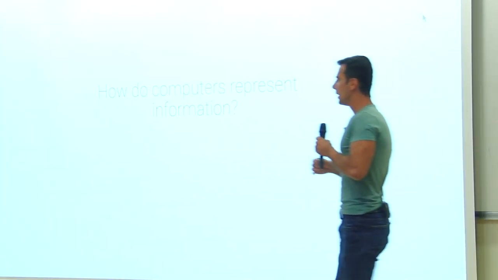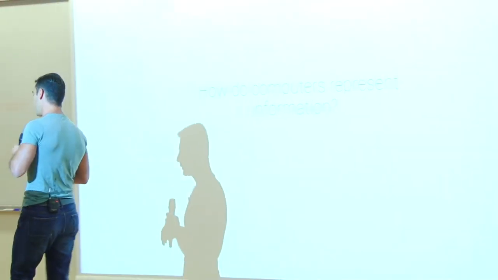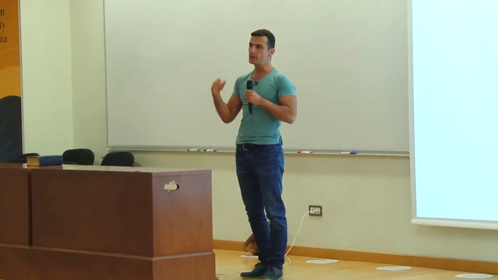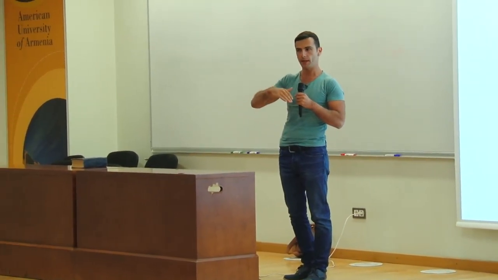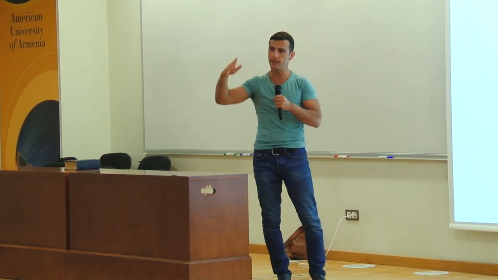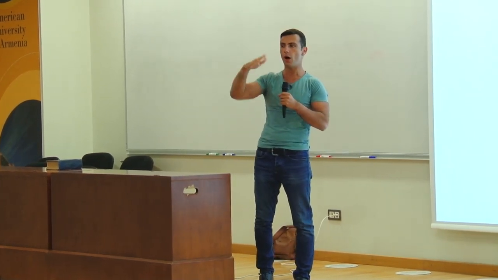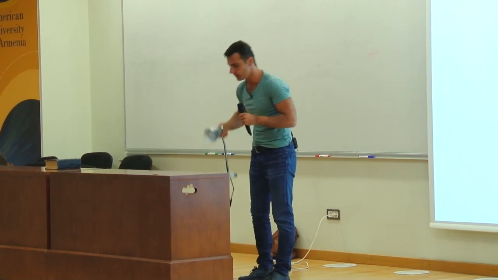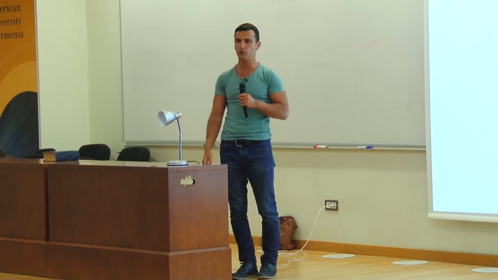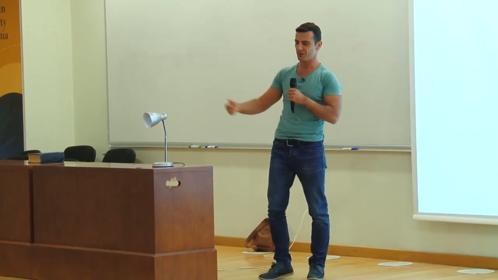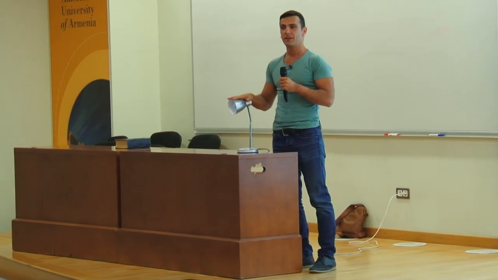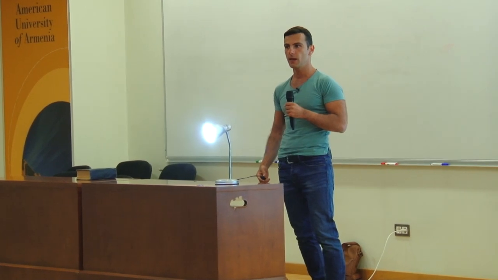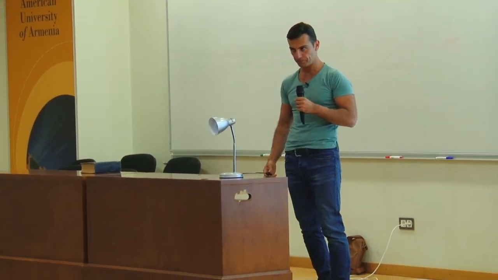So, it turns out that the computer has these little things called transistors, okay? Transistors are like little switches. They can be in one of two states. They can either be in an on mode or an off mode, okay? So, what I'd like to do is use this lamp to represent a transistor. Ta-da! Okay. Thank you. So, this is a transistor. It has two states, right? An on state and an off state. With me so far? Okay.